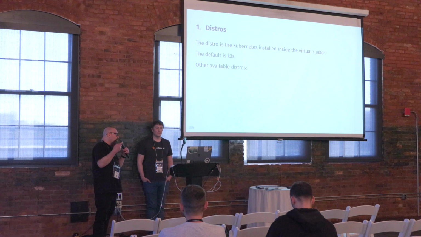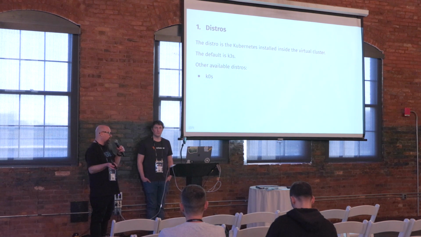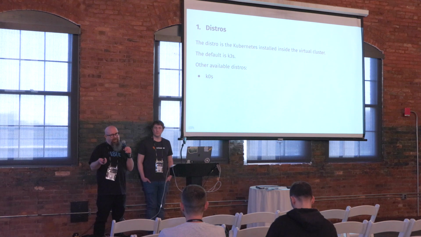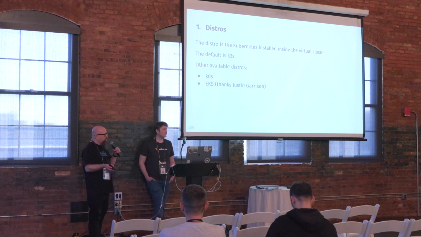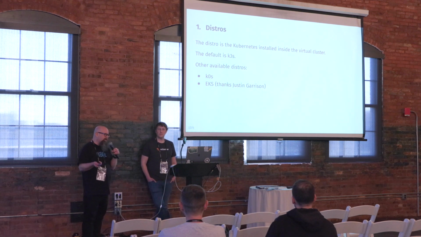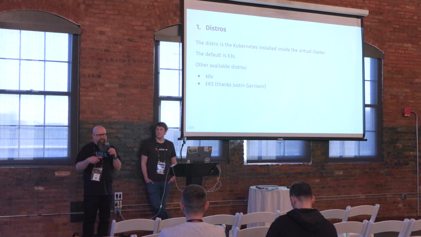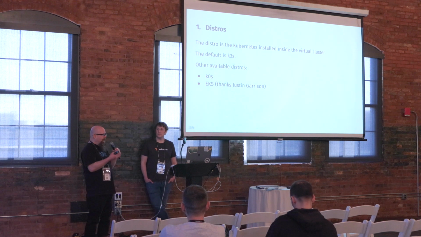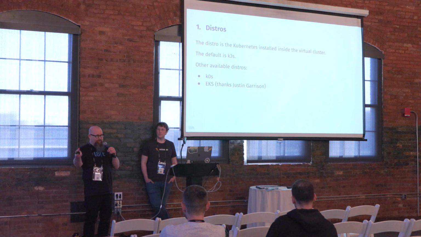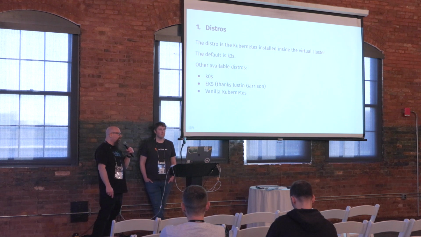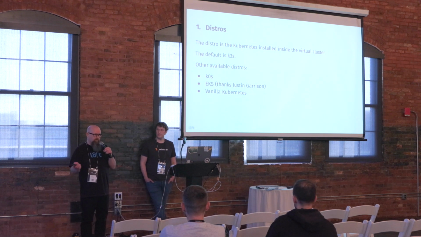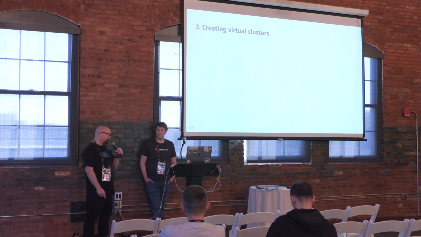But as time went on, people approached us and wanted other things. Somebody came to us and said, hey, can you all add K0S to the list? And we were like, yeah, that's a really cool idea. And then we were on a stream called Containers from the Couch that the AWS folks do, which is really great. A couple hours after the stream, we had a PR from Justin Garrison that added EKS to the list of the distros that you can use. So you can actually run the EKS Kubernetes inside your virtual cluster if you want. And then we have what's called vanilla Kubernetes, which is just a standard Kubernetes distribution that has etcd in it.